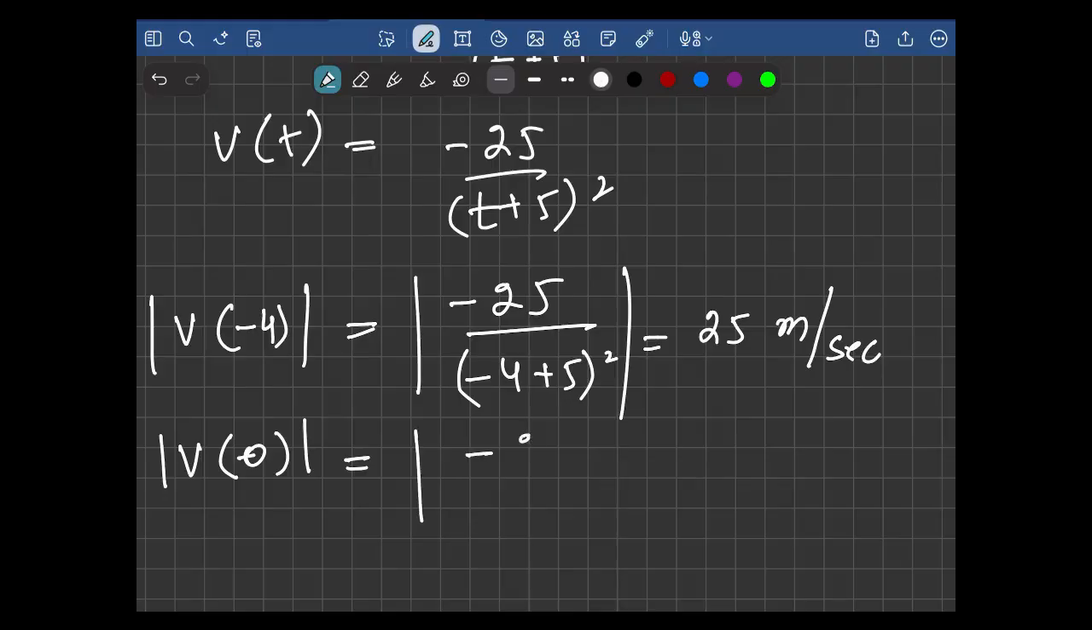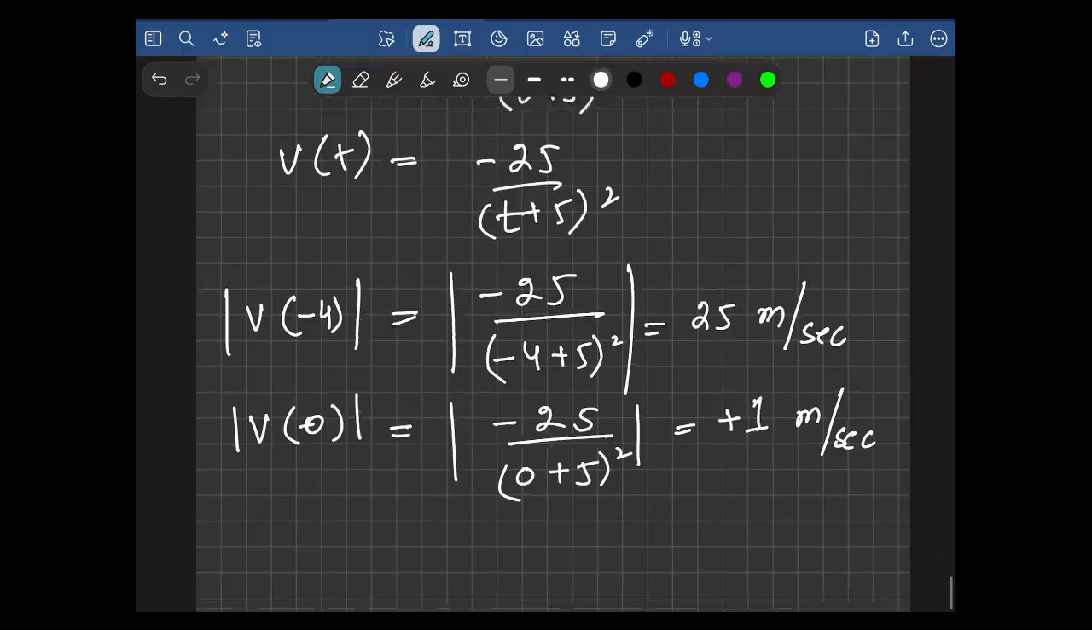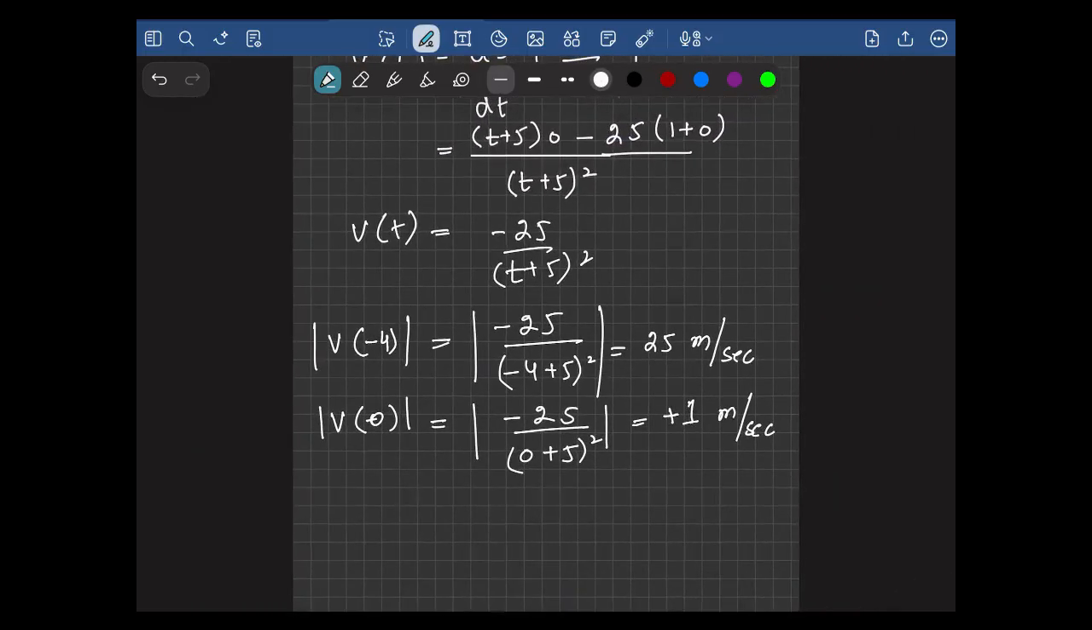equals, so t will be replaced with 0 this time, minus 25 over 0 plus 5 perfect square. So 25 over 25, minus 25 over 25 is minus 1, with absolute value it will become positive, so 1 meter per second. That's the speed at the endpoint.